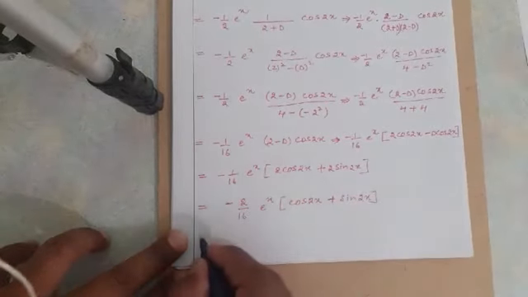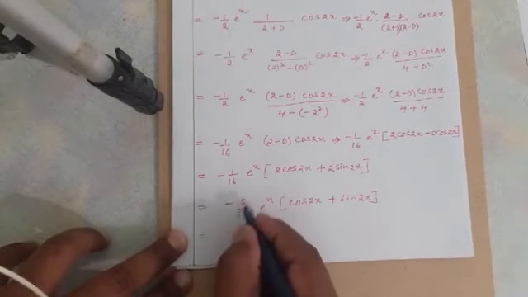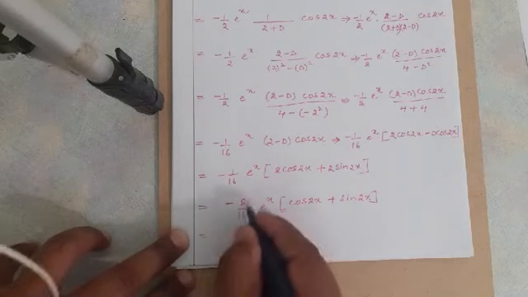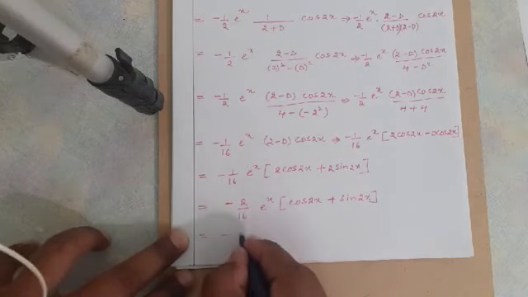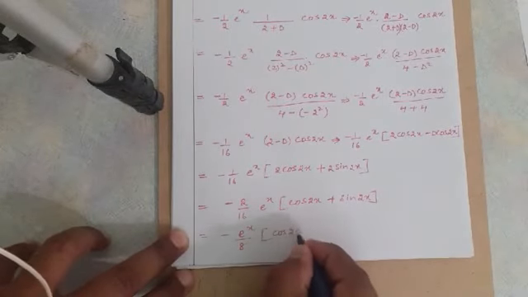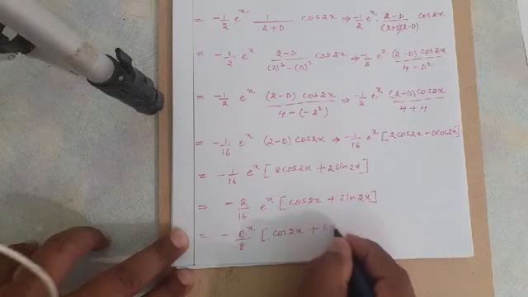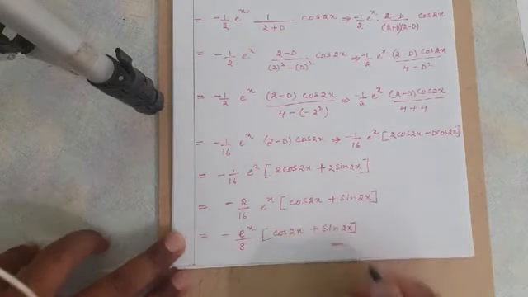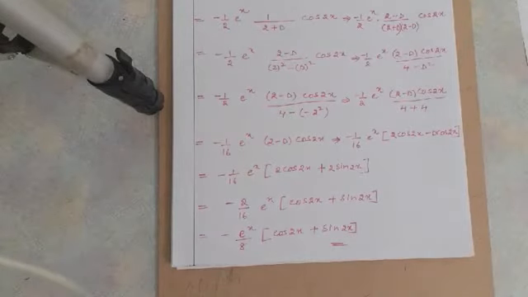or you can cancel this. If you cancel, 2 1s are 2, 8s are 16, so minus e power x upon 8 in bracket cos 2x plus sine 2x. So this is the answer for the problem. So this is about case 4.